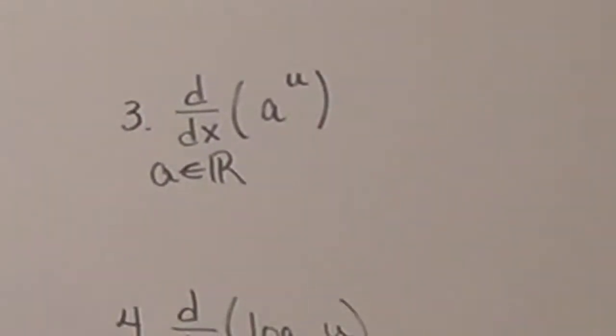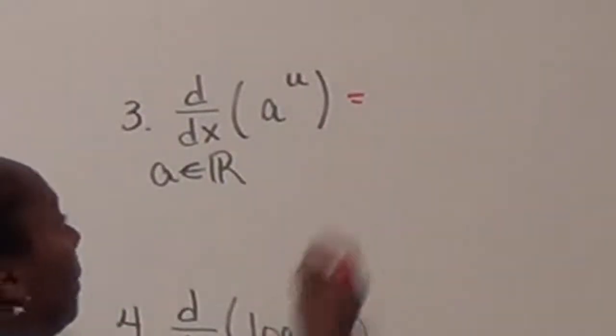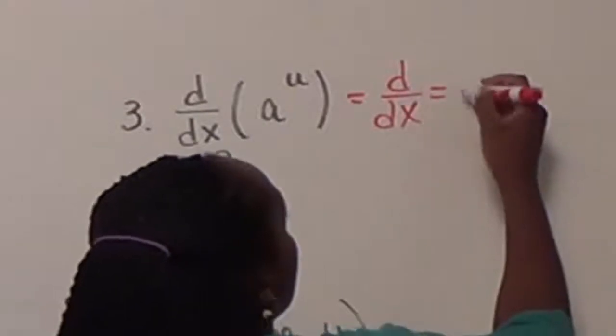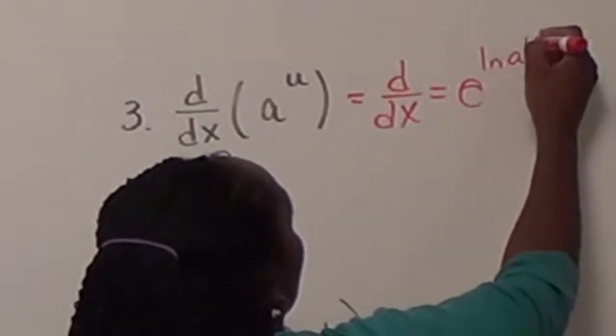Now for the next two properties, we're going to be looking at, well, what happens if my base is not e? Okay, so there are other bases out there, especially for our logarithms. In the case of an exponential, we find it's actually not very different. I can treat a to the u as e to the natural log of a to the u.